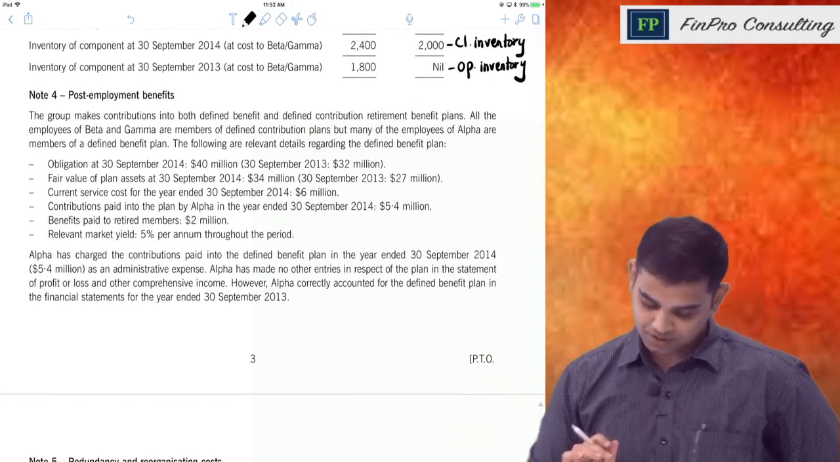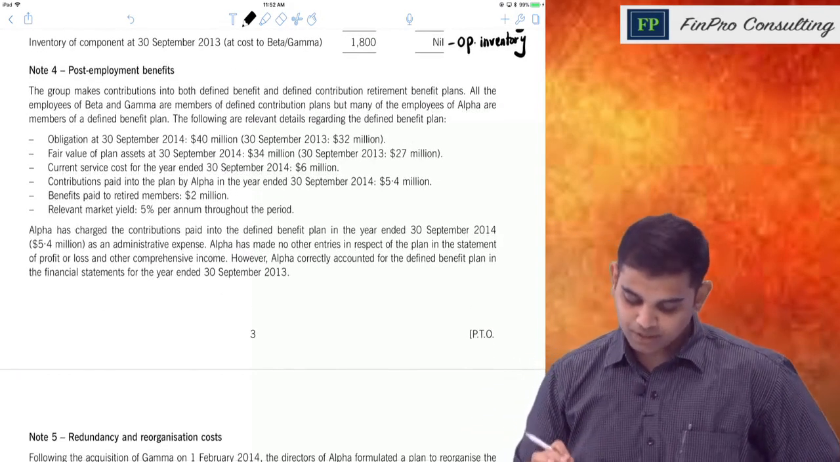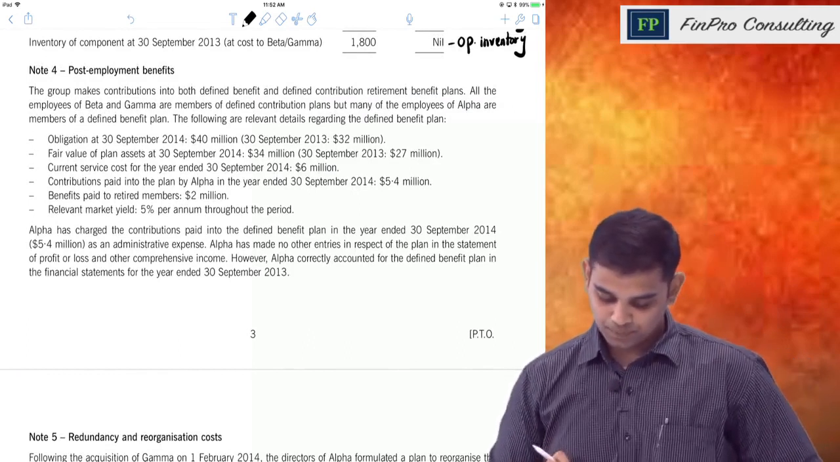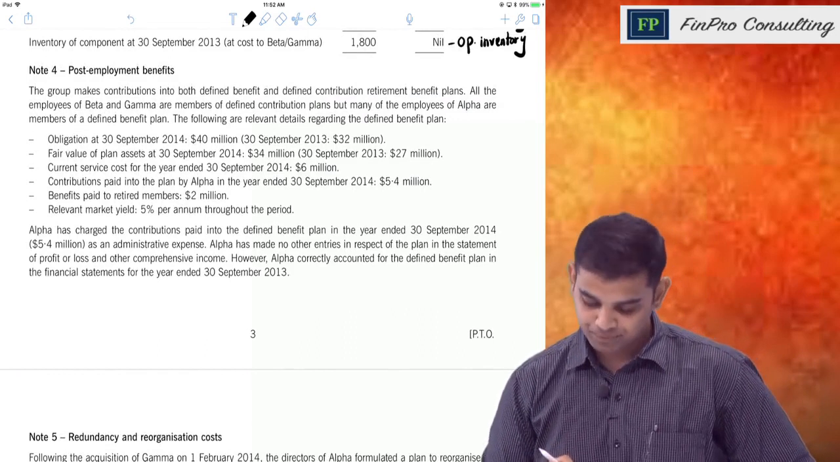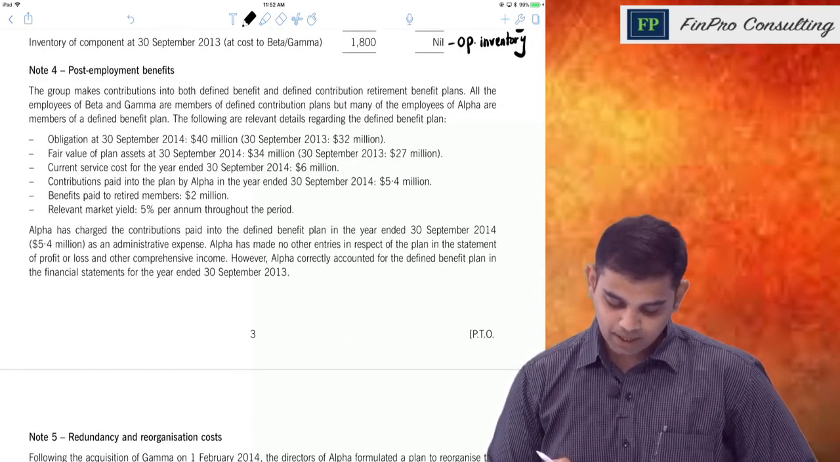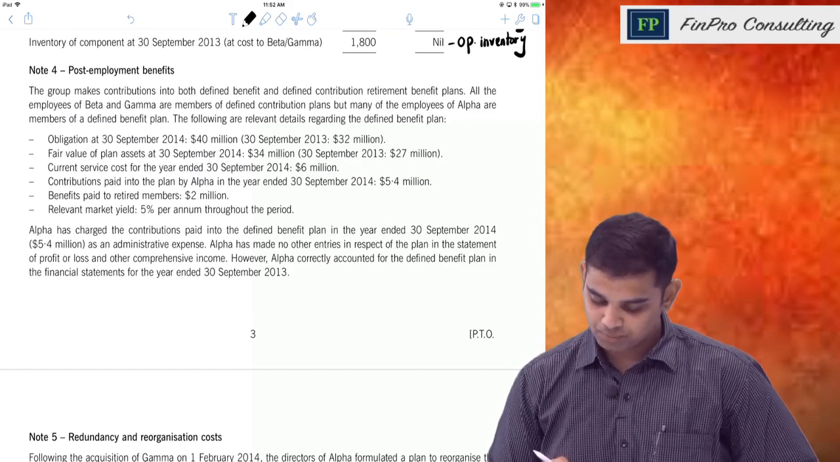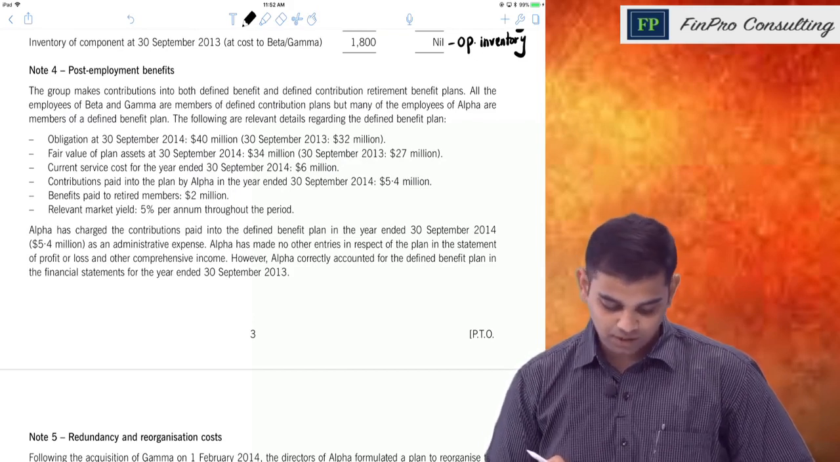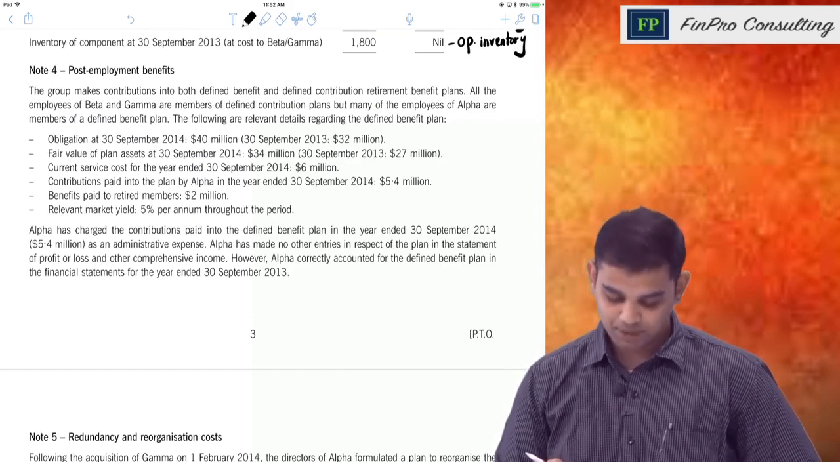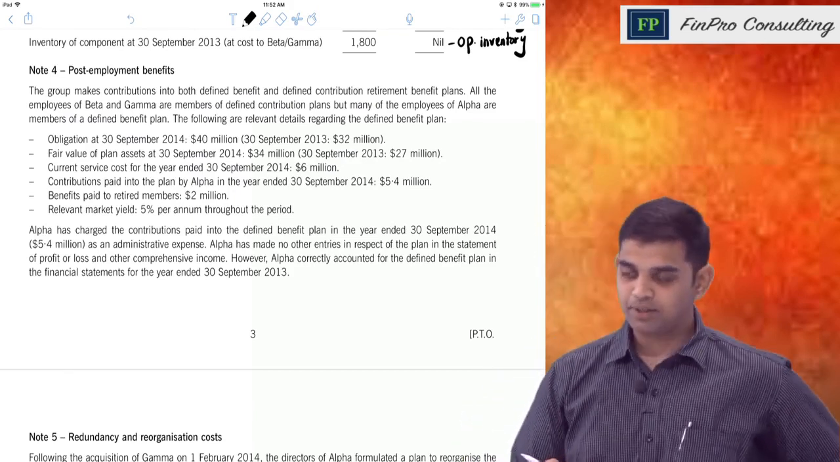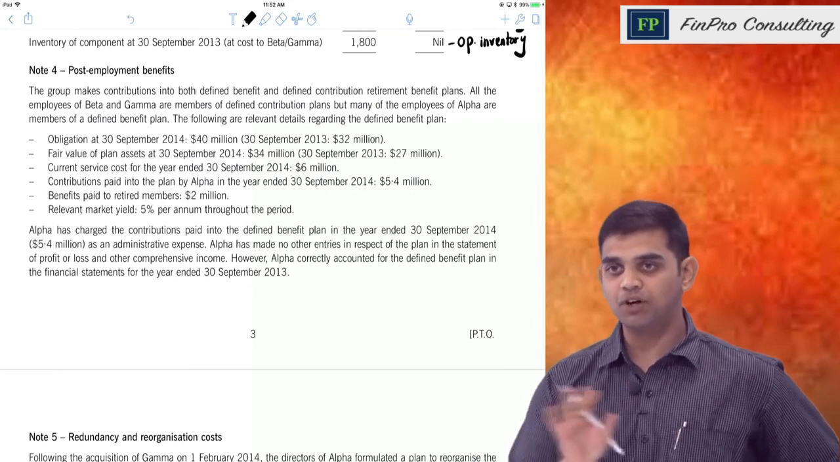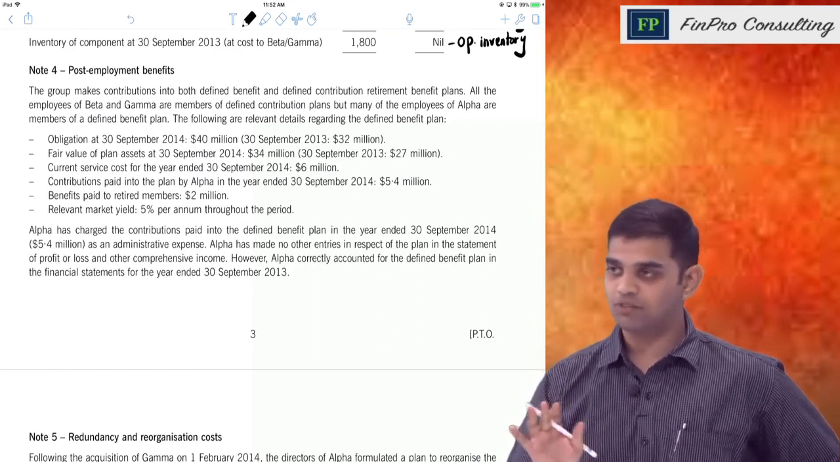Post employment benefits. The group makes contributions into both defined benefit and defined contribution retirement benefit plans. All the employees of beta and gamma are members of defined contribution plans, but many of the employees of alpha are members of a defined benefit plan. The following are the relevant details regarding the defined benefit plan. That means there is an adjustment for the defined benefit plan only, nothing for contribution.